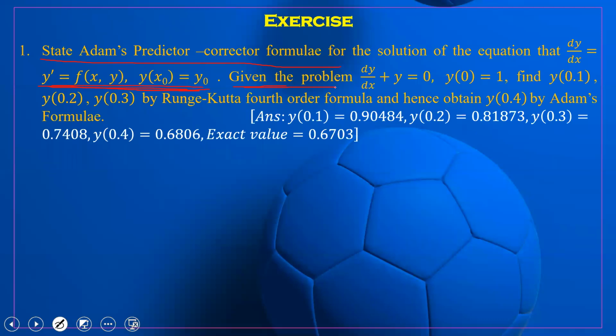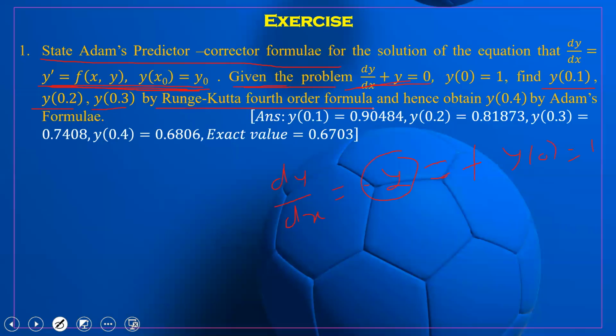Given the problem dy/dx + y = 0. So here we have dy/dx = -y. So what is the value of f? f = -y, and y(0) = 1. Then find, okay, now what is the next part? Find y at 0.1, y at 0.2, y at 0.3 by RK 4th order formula.